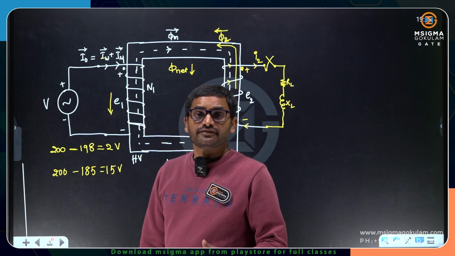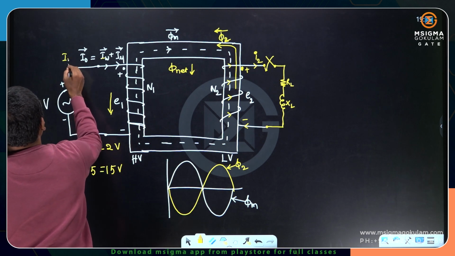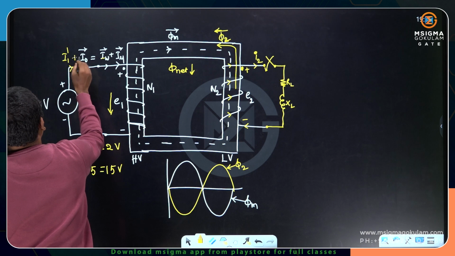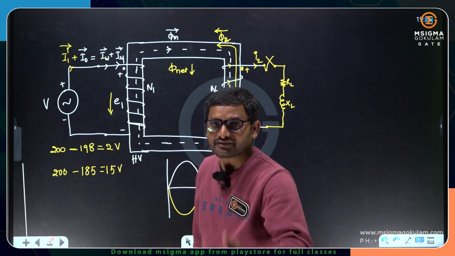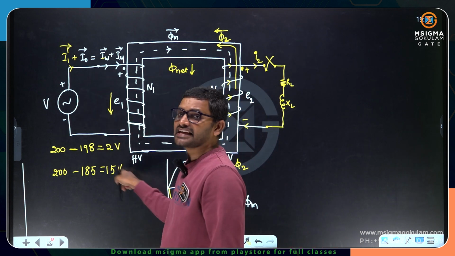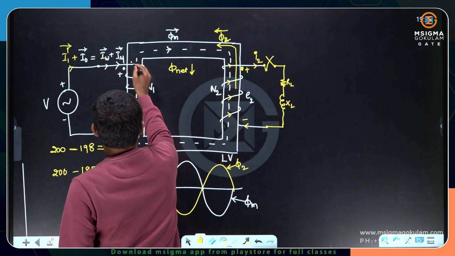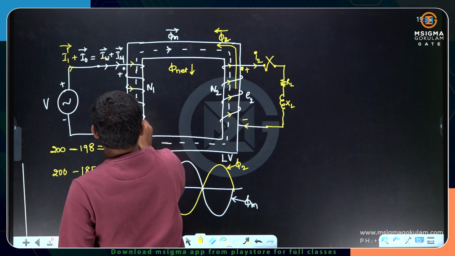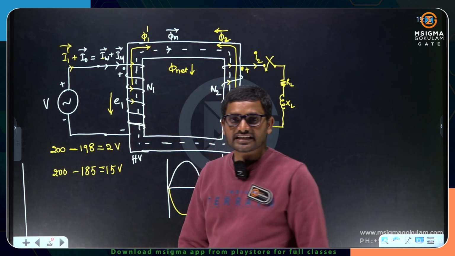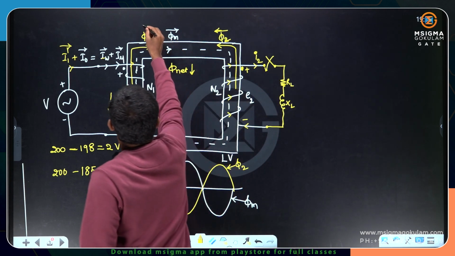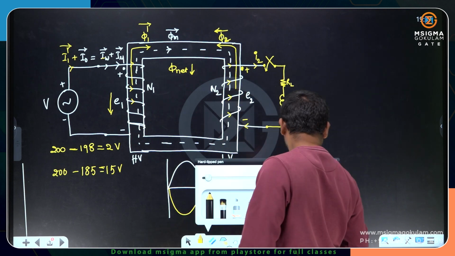Because of the increase in potential difference, there will be one more current to flow, which we call I1 dash, along with this I0. There will be an extra current, a new current flow because of this increase in potential. Now, what will this new current do? This I1 dash current is going to set up a phi 1 dash flux, which is opposite to phi 2. So let me show you in the waveform also here.